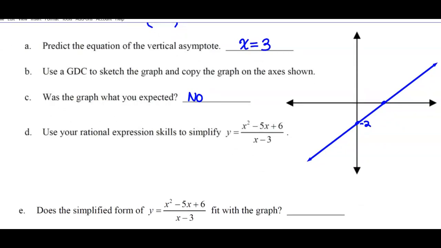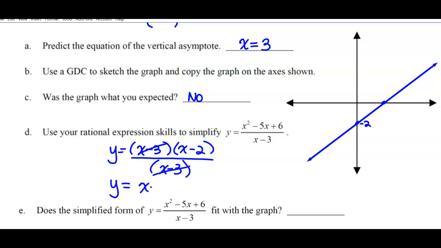How do we simplify? We factor first. Okay, back to math 10. And you'll see that you have a common factor. So simplifying rationals back from last year, we divide out the common factor, and we get y equals x minus 2, which is the equation of a line. That's why it looks like a line.